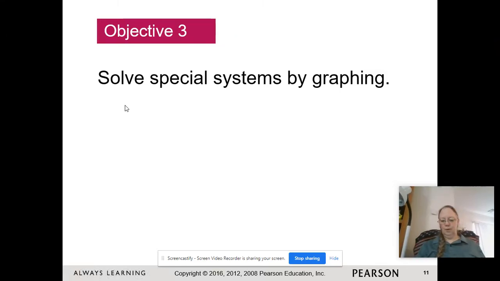So in the last video, we talked about how to solve systems by graphing. And in the examples that we did, we had two equations that crossed at a single point. But that's actually not the only situation. It's possible to have two lines... It's not the only possibility.